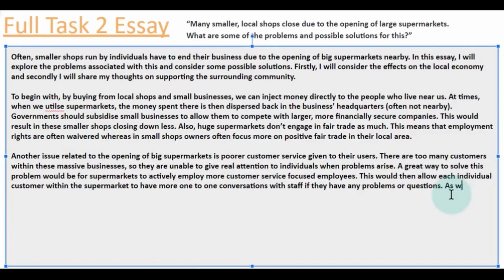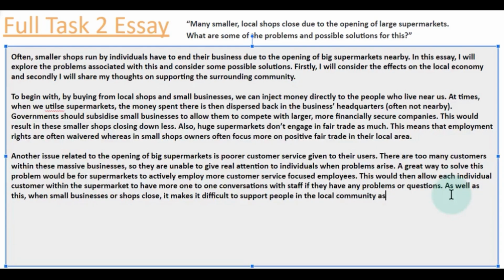Okay. As well as this, so I'm going to talk about supporting the local community. When small businesses or shops close, it makes it difficult to support people in the local community as much. Okay, so what ways could we consider? How can we solve this problem? So when the small businesses close, those small business owners, they're out of work. We can't support them as much. We can't support those people close to us much.